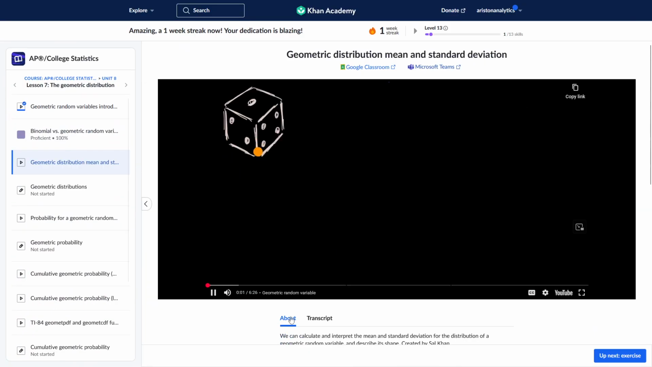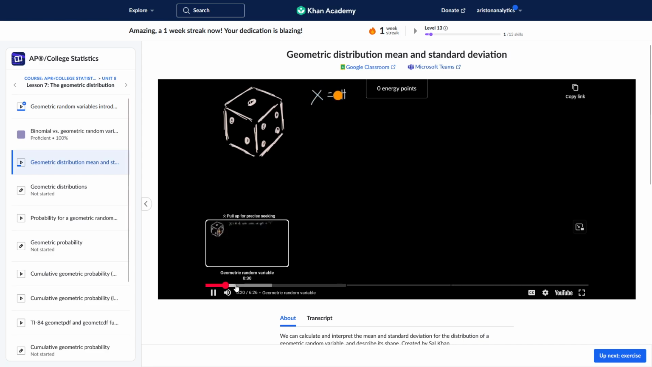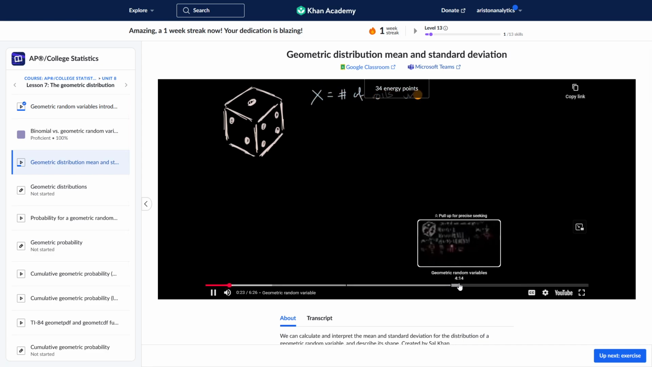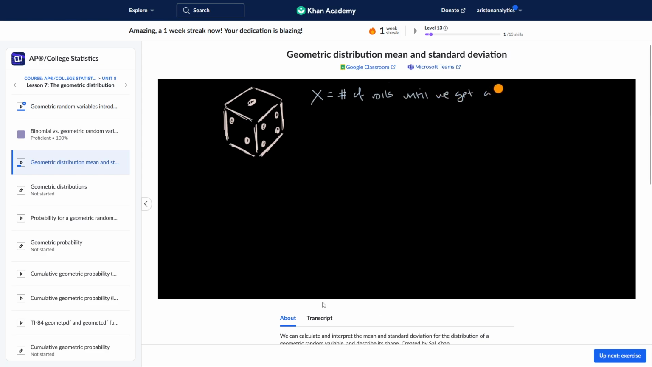So let's say we're going to play a game where on each person's turn, they're going to keep rolling this fair six-sided die until we get a 1. We just want to see how many rolls it takes. So let's say we define some random variable, let's call it x, and let's call it the number of rolls until we get a 1.